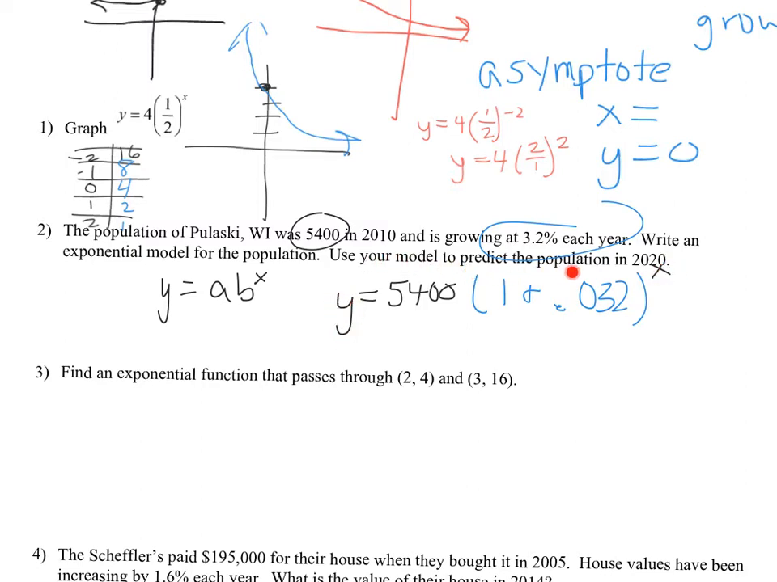Use your model to predict the population in 2020. So if it's starting in 2010 and you're talking about 2020, what you're going to do is substitute x equals 10 and solve for y. And make sure when you're rounding to the nearest person, you don't leave it as a decimal.